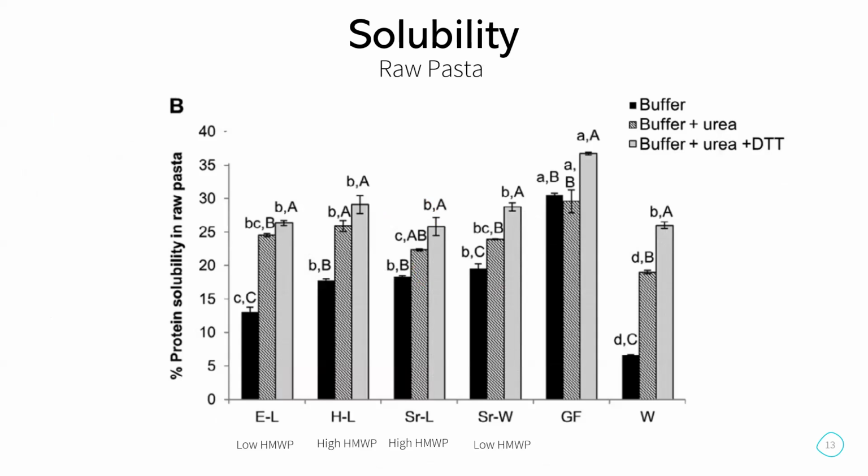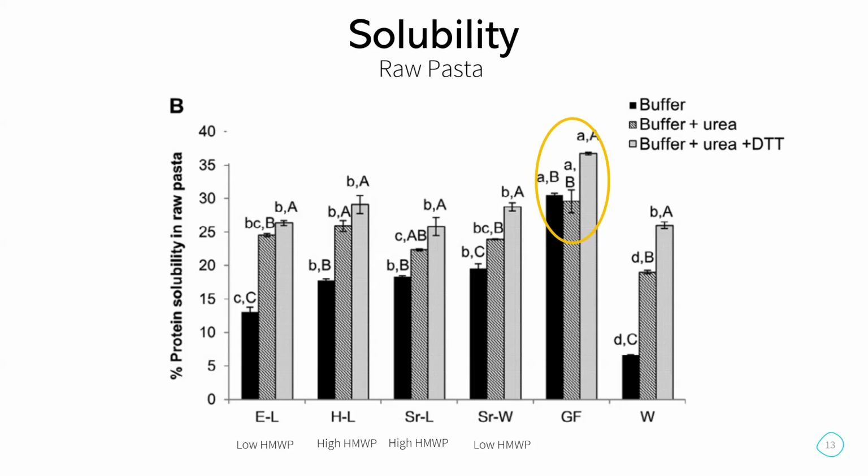Looking at the raw pasta, so this is after it was sheeted, there wasn't much significant difference between the DTT and just the urea. This means that the sheeting really didn't have much of an effect on this as it did in the previous one. For the gluten-free pasta, you saw the same thing, a little bit more of an increase for that one. So this means that it was a little bit more stabilized by disulfide bonds versus just hydrophobic interaction.